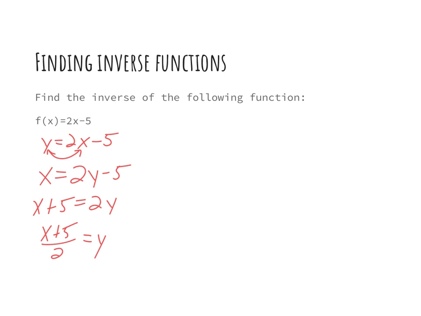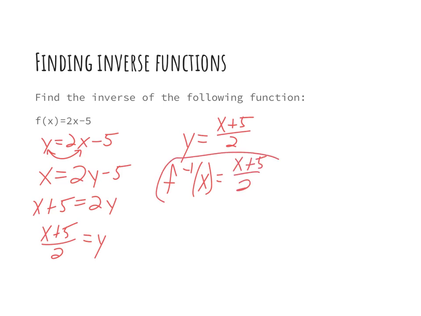And then generally we write it so that y is on the left. So we have y is equal to (x plus 5) over 2. And then we switch it back into function notation, but we use the inverse. So we would say f negative 1 of x is equal to (x plus 5) over 2. That is our inverse function.